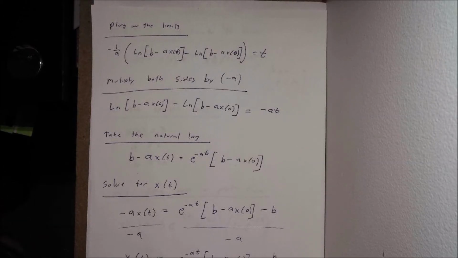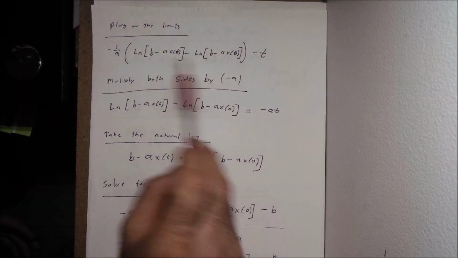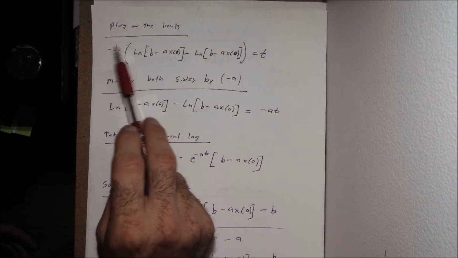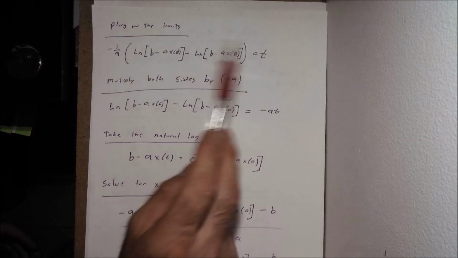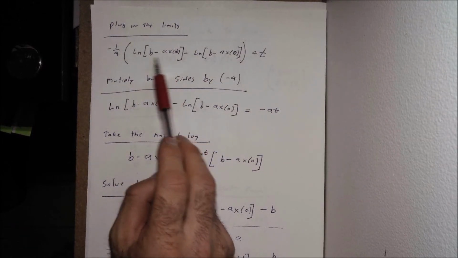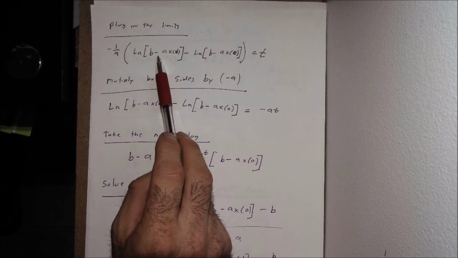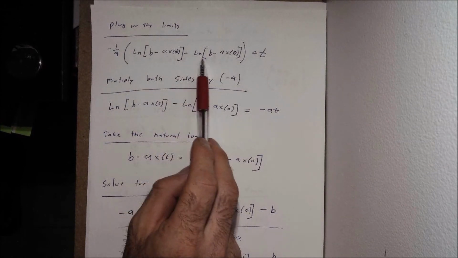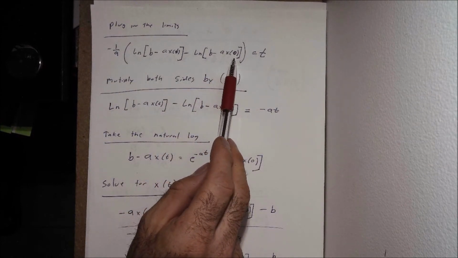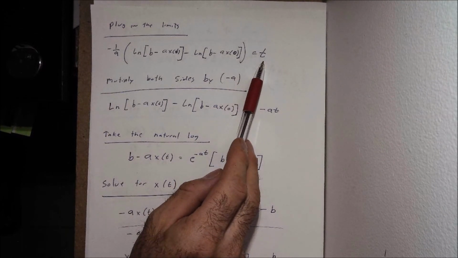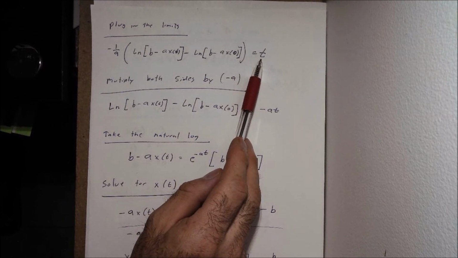So now the next step in our solution is to plug in those limits. We can plug those limits into the equation here. Now we have two of these outline functions. We can pull our negative 1 over a out front of this entire expression here. Plug in our upper limit onto this side here. Natural log of b minus a x of t minus the natural log of b minus a x of 0, all equal to t. So we want to reduce and simplify a little bit more.